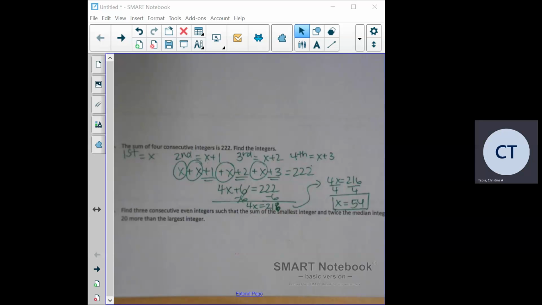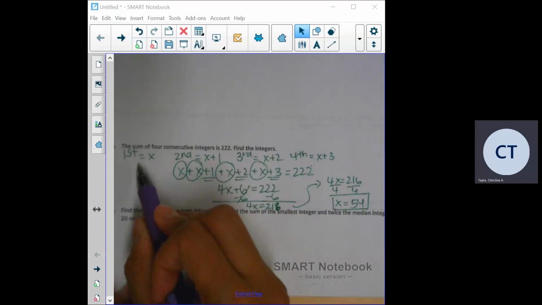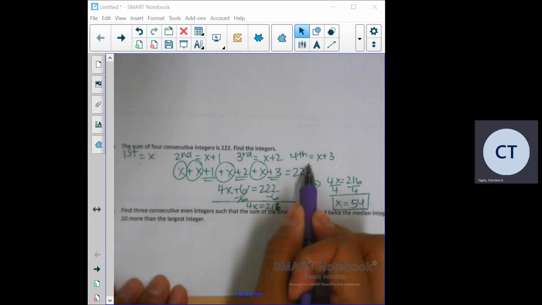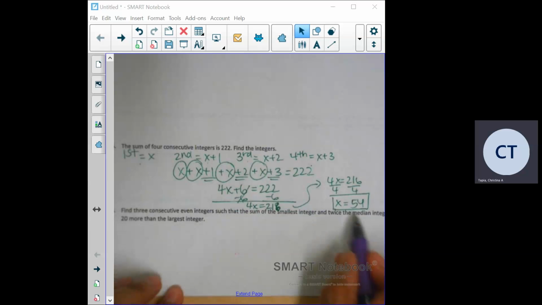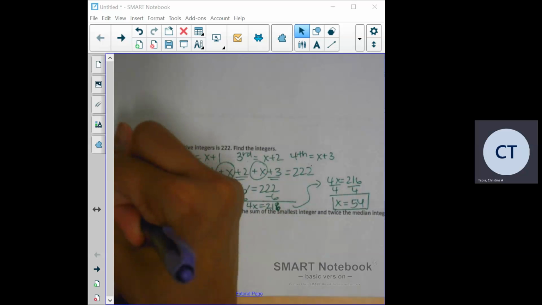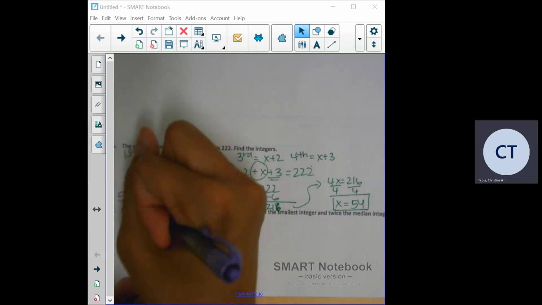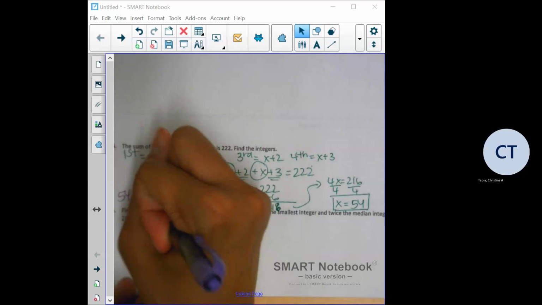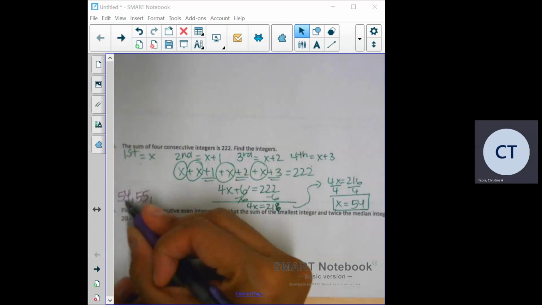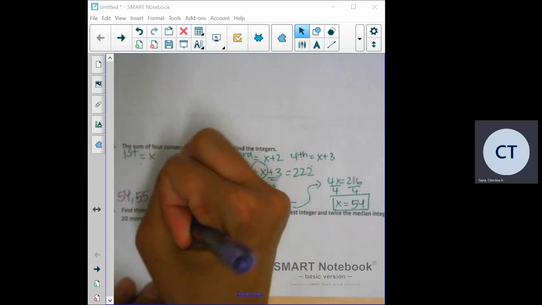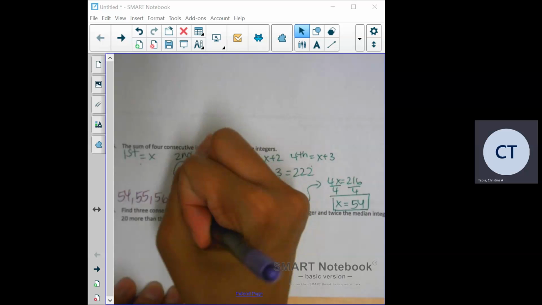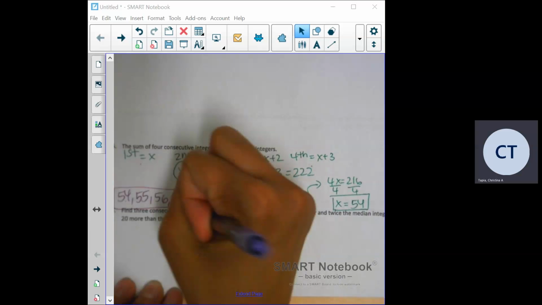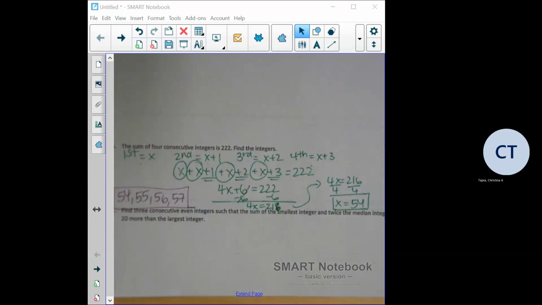What else do I still have to do? When it says find the integers, it wants to know what is the first, second, third, and fourth term. So if I was to find the first, second, third, and fourth, the first one is x, so that's going to be 54. The second one is going to just add 1 to that, 55. The third is going to add 2 to that, which is 56. And the fourth is going to add 3 to 54, which is going to be 57. Those are the answers I'm looking for.